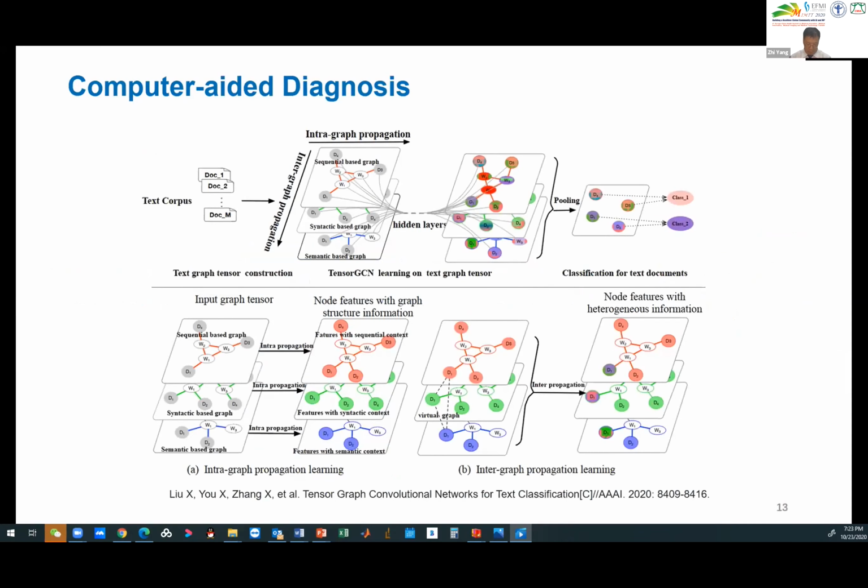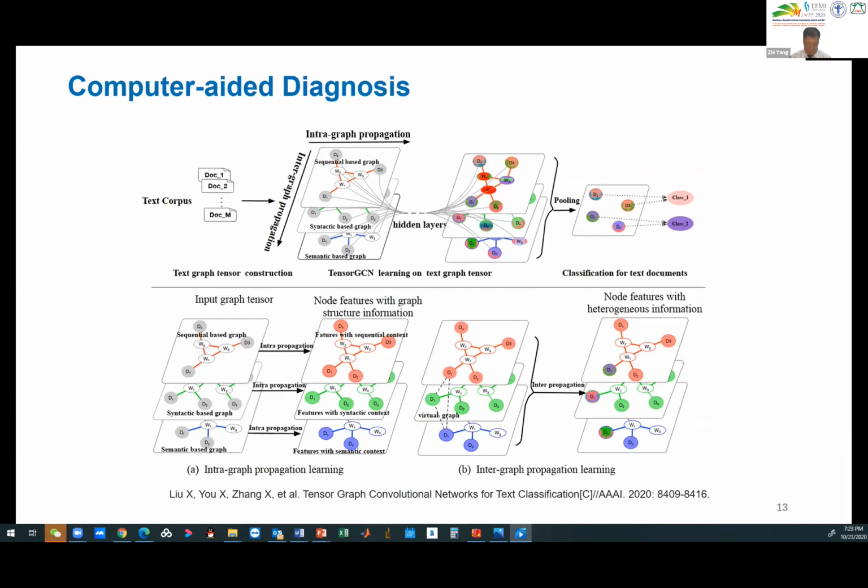To achieve this computer-aided diagnosis, we propose a new graph-based test classification framework, Tensor GCN. In this framework, semantic-based, syntactic-based, and sequential-based test graphs are firstly constructed to form a test graph tensor. The graph tensor is used to capture test information in semantic context, syntactic context, and sequential context respectively.